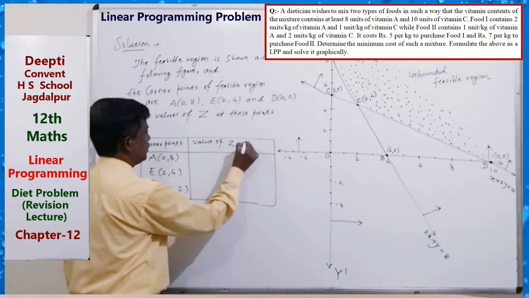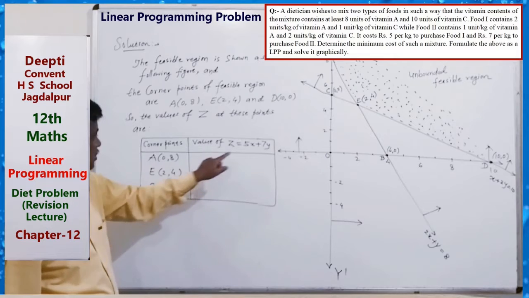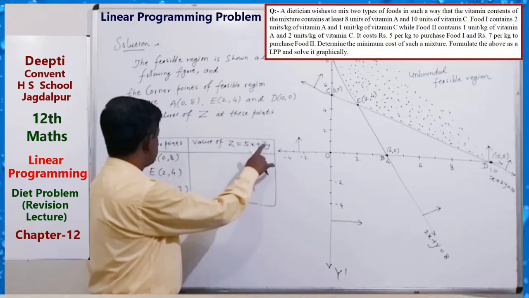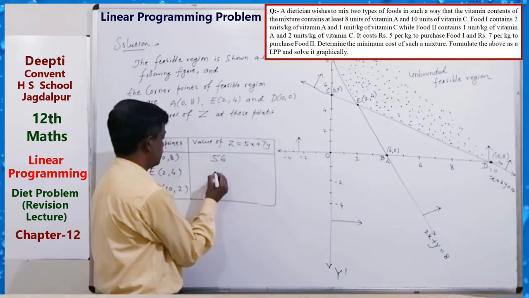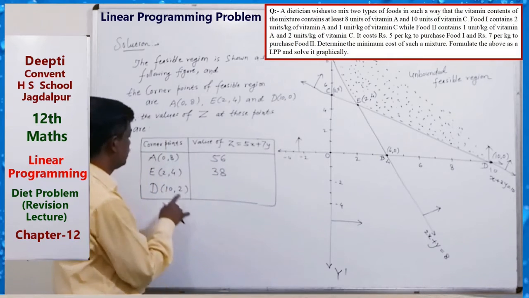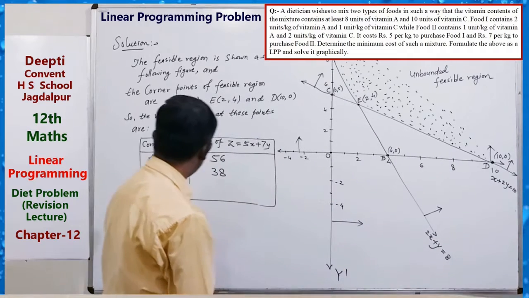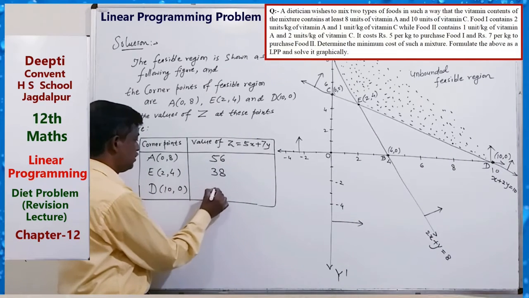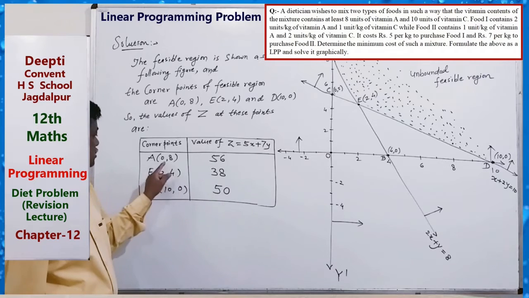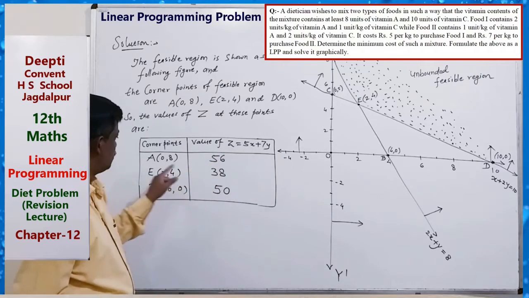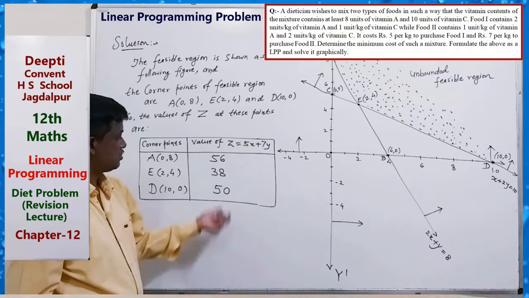Value of Z equals 5x plus 7y. Just put the value of (0, 8) here. So 0 plus 7 times 8 is 56. E gives 38, and D, (10, 0), gives 50. Its corresponding value, just calculate: x equal to 0, y equal to 8; x equal to 2, y equal to 4; x equal to 10, y equal to 0. Put here and find the value.